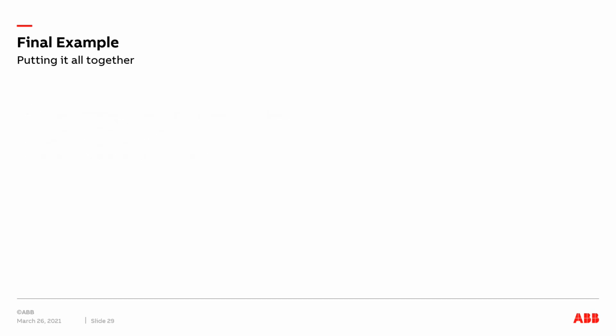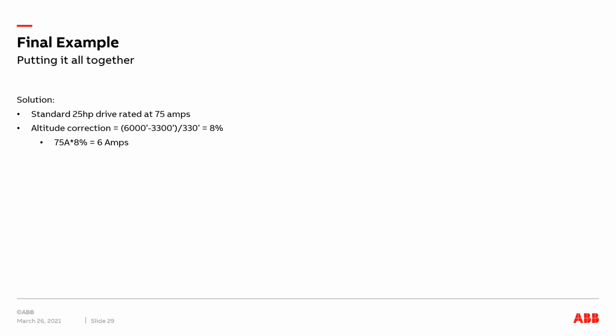Here's the solution to our final example. So we'll first start by selecting a standard 25 horsepower drive that is rated at 75 amps. We're going to first do our altitude correction, and if we remembered, it's 6,000 feet minus 3,300, and we'll divide that number by 330, we get a derate value of 8% for altitude. Taking that 8% and multiplying it by our 75 amps, we get 6 amps of derate due to altitude.